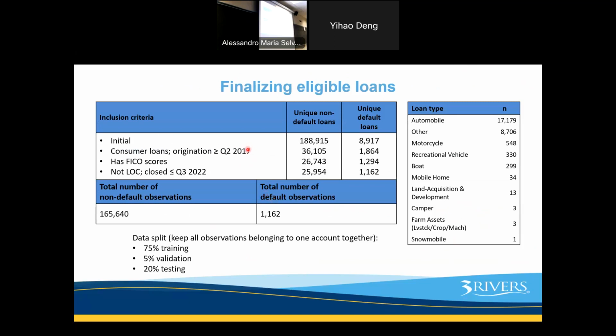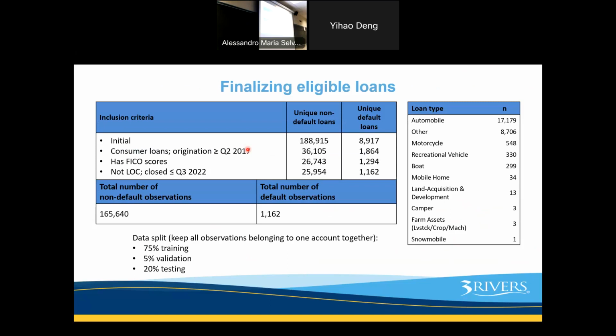They had to be consumer loans, and the FICO data isn't available until Q2 2017, so we excluded anything before that time. That dropped us way down to 36,000 for the non-default, 1,800 for default. And they had to have a FICO score. Not everyone had a FICO score. That knocked another 10,000 off, and 600.